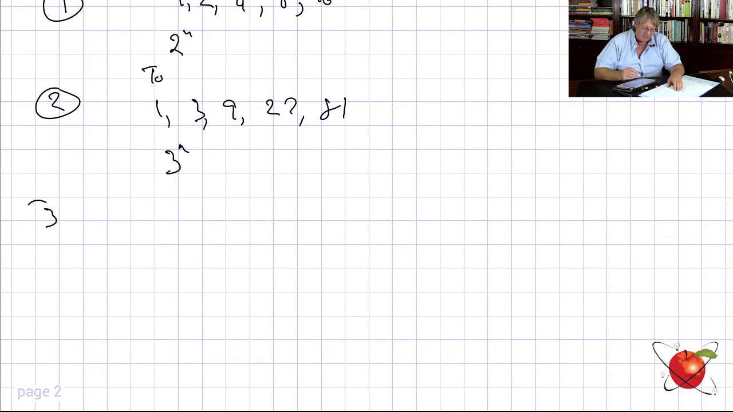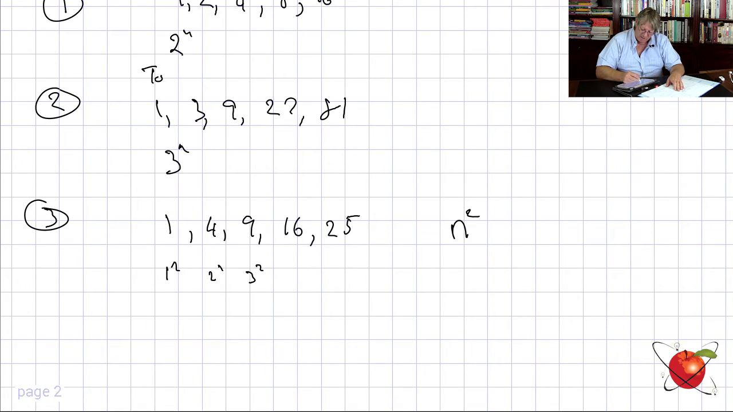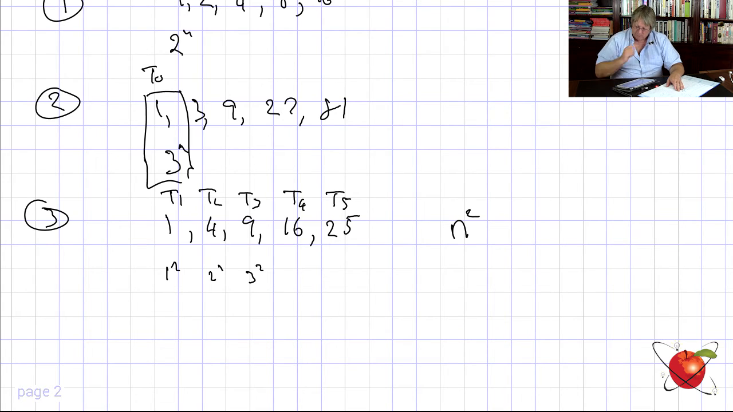Series 3 is 1, 4, 9, 16, 25. This is n squared. That's 1 squared, 2 squared, 3 squared, because that's T1, T2, T3, T4, T5. Can you see we're starting at T1 now? So we've got 1, 2, 3, 4 squared and 5 squared.